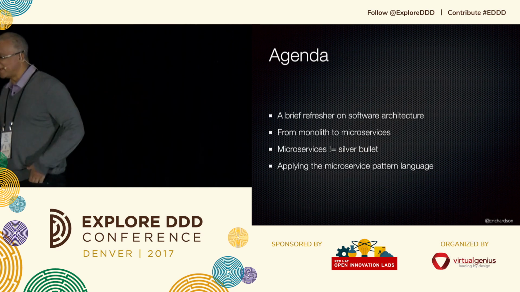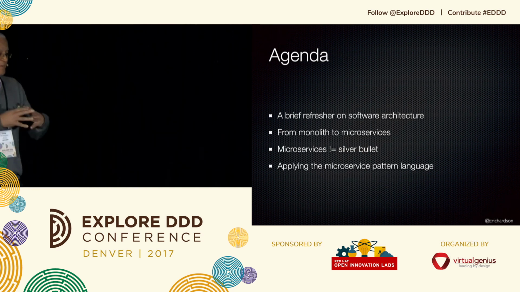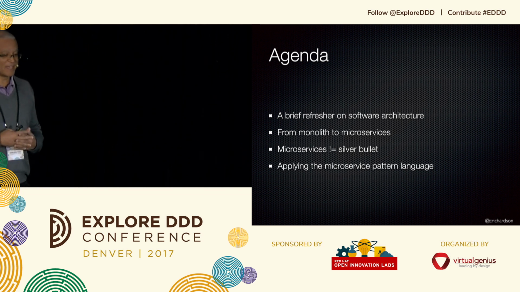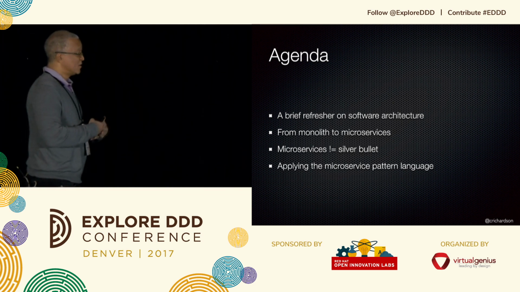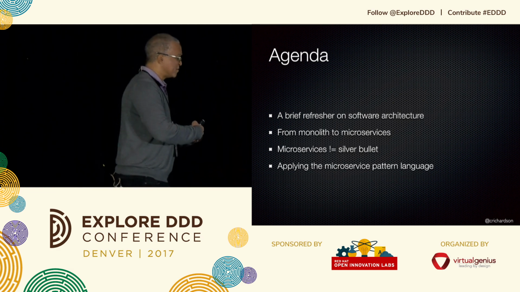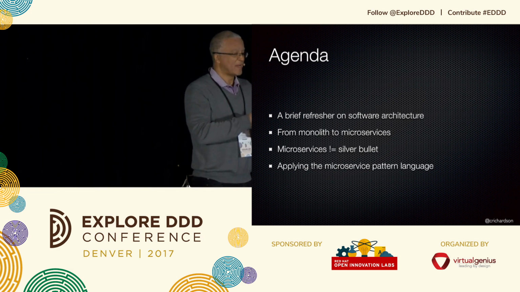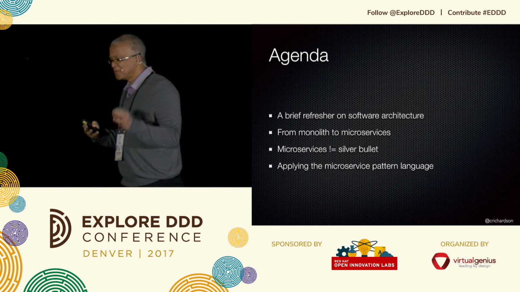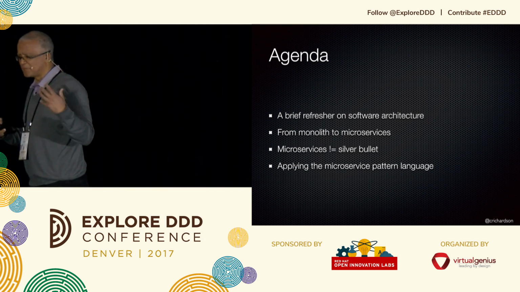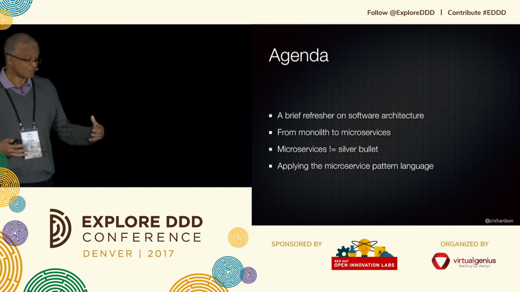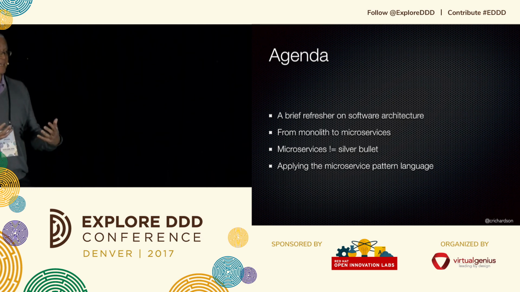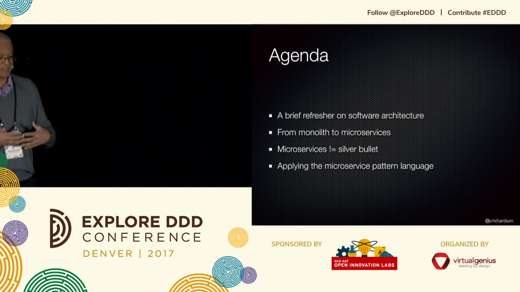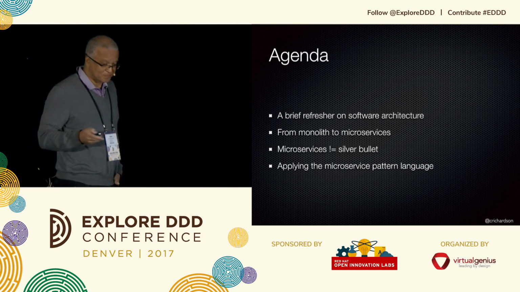Anyway, so that's me. The agenda for the talk is first a quick refresher on software architecture. What the heck is it and why does it matter? Then I'll talk about the monolithic architecture, and compare and contrast it with the microservice architecture. Then I'll talk about a lot of the issues with using microservices. And I'm going to introduce this pattern language that I've been working on that helps address these issues, and I'll talk about applying that.